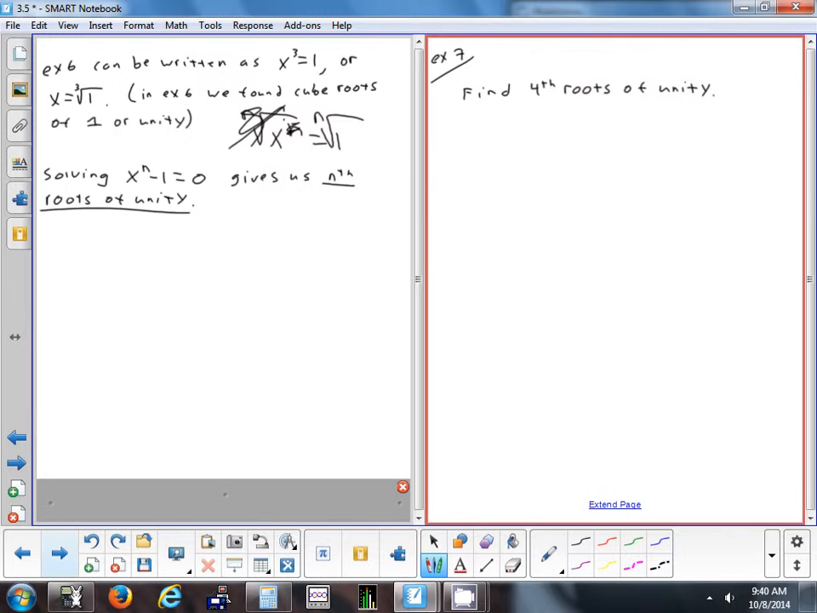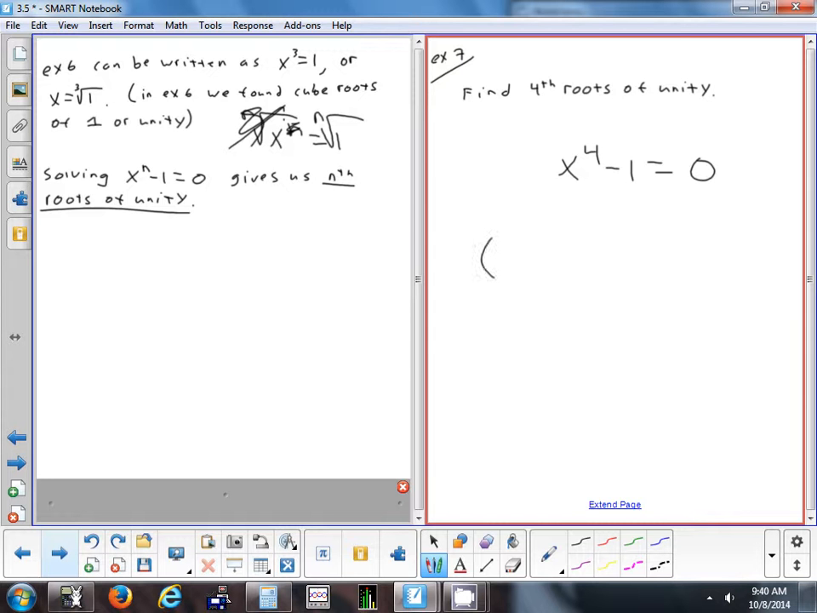All right, let's look at the fourth roots of unity. So it's like you're solving this equation: x to the fourth power minus 1 equals 0. How many answers do I expect to find here? Brandon? 4. We should get 4 answers.